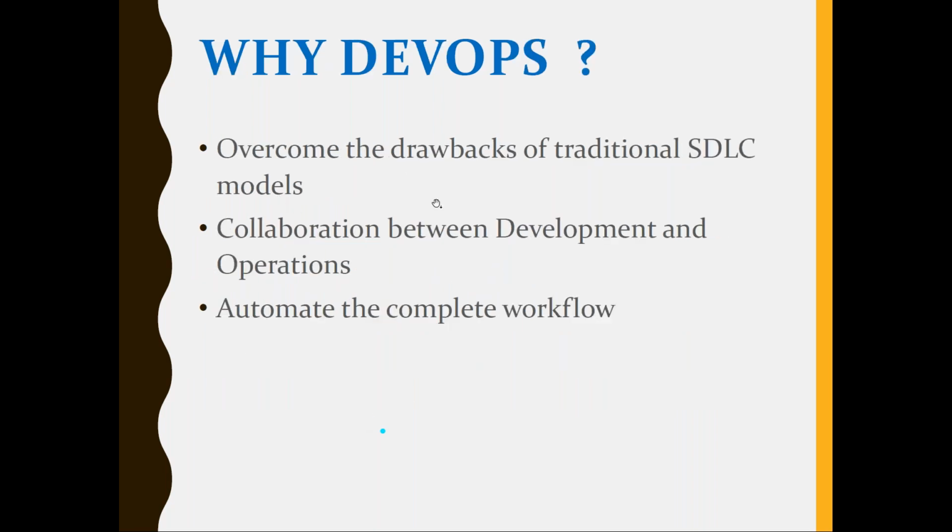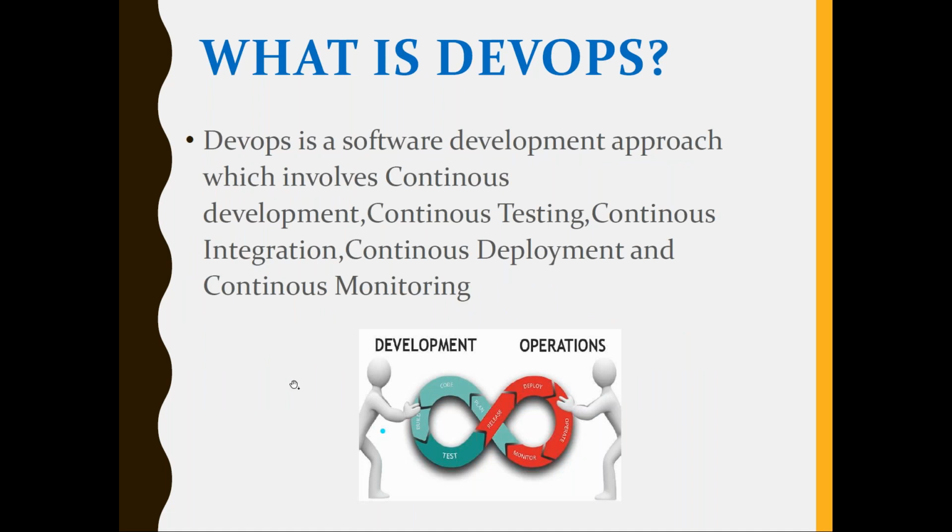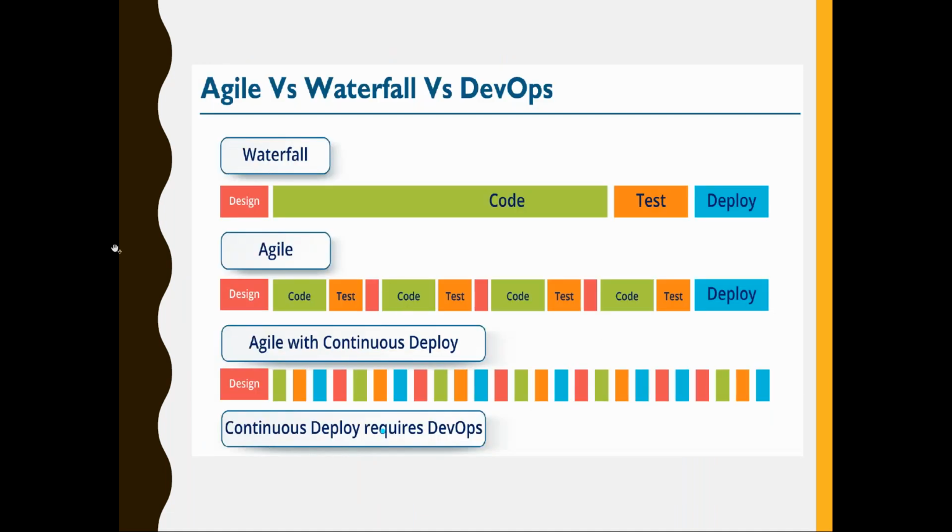Okay. So why did DevOps come in? What is DevOps? You can go through it. This is the difference between waterfall, agile, and DevOps.